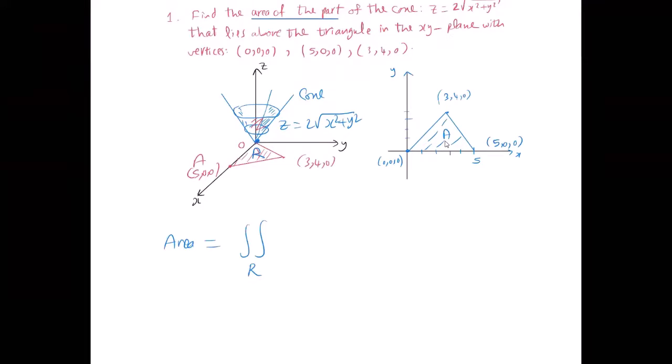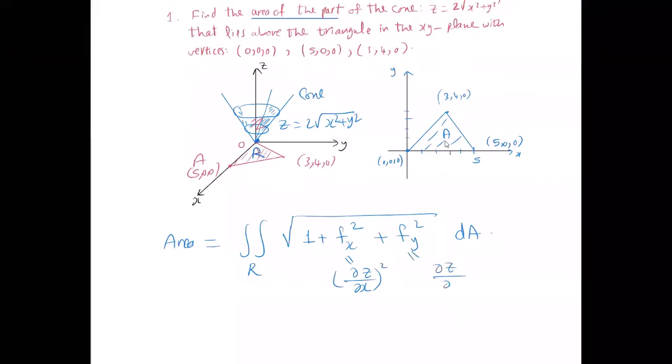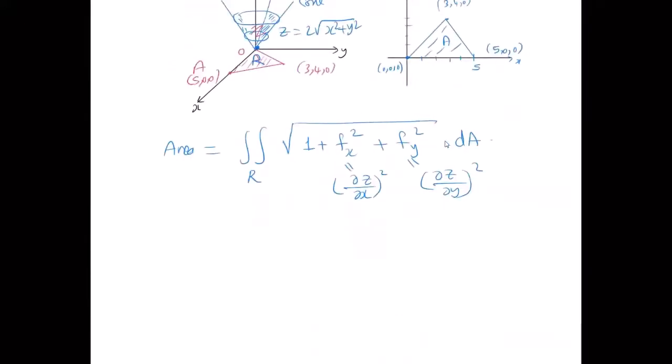Go on. Tell me the rest of the formula. Square root of 1 plus f_x squared plus f_y squared. What is this? This is partial z partial x squared. This is partial z partial y squared. Got it? Okay. So we need to prepare all of this.